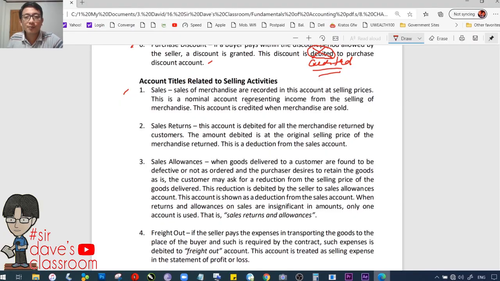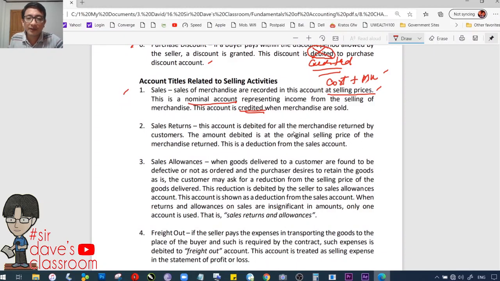Sales of merchandise are recorded in this account at selling prices. Meaning to say, cost plus yung markup mo. That is your selling price. This is a nominal account falling under the income statement or statement of profit or loss, representing income from the selling of merchandise. This account is credited. It has a normal credit balance when merchandise is sold. Number 2, sales returns.